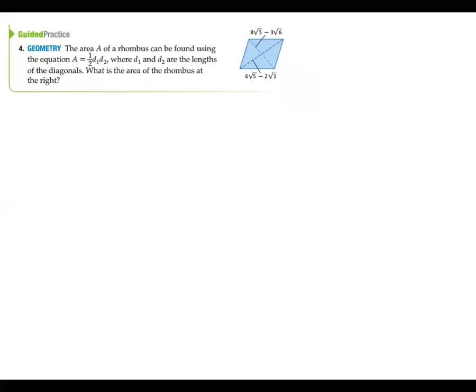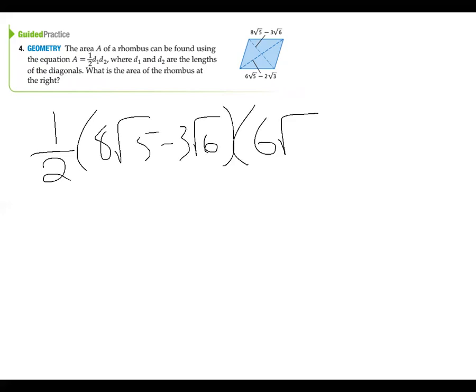Okay, we're back. The area of a rhombus can be found by using the equation area equals 1/2 d1 times d2, where d1 and d2 are the lengths of the diagonals. What is the area of the rhombus at the right? Well, I'd have to do 1/2 times 8 square root 5 minus 3 square root 6 times 6 square root 5 minus 2 square root 3.